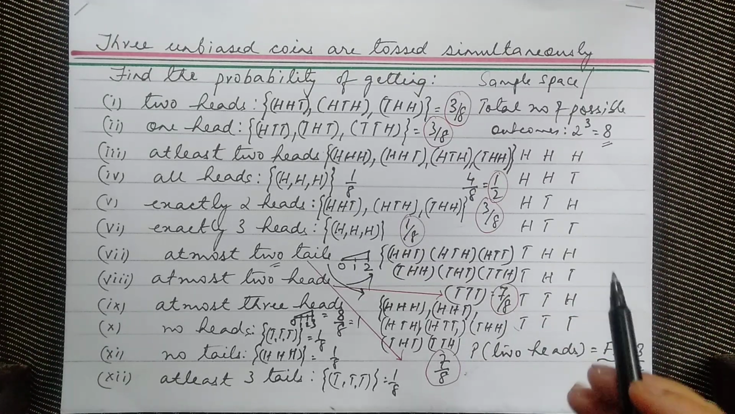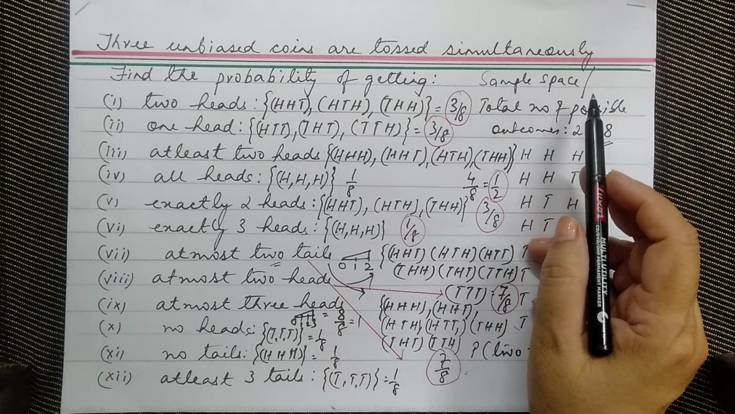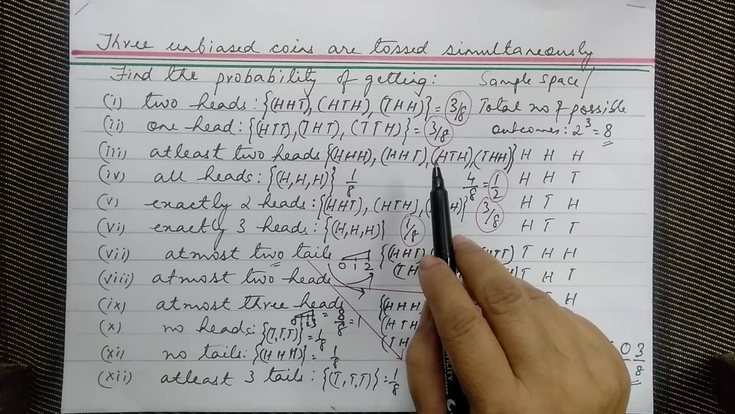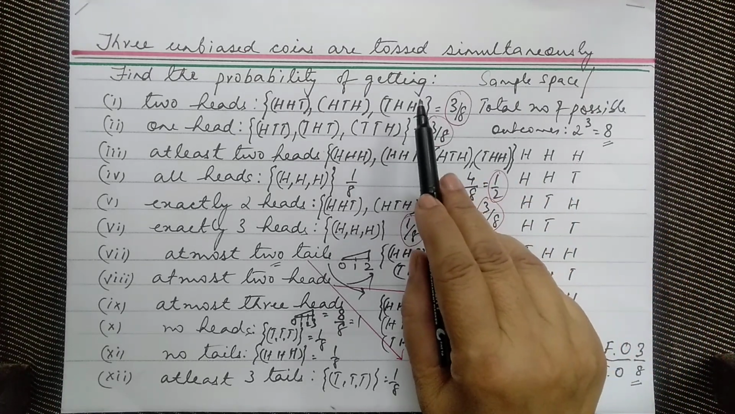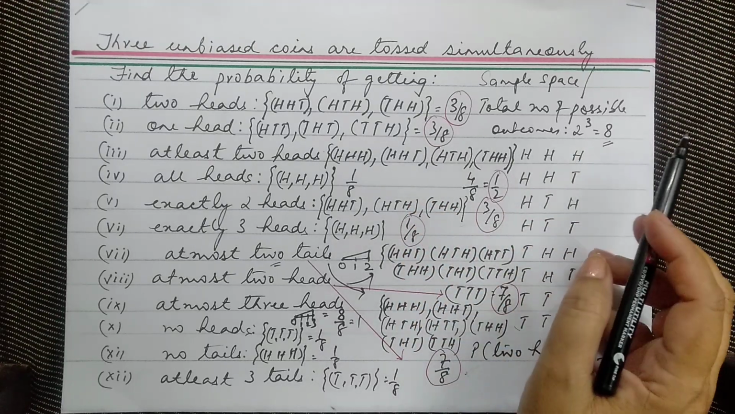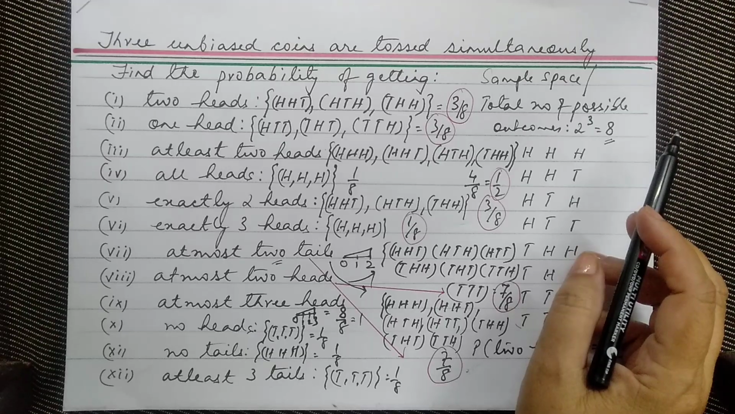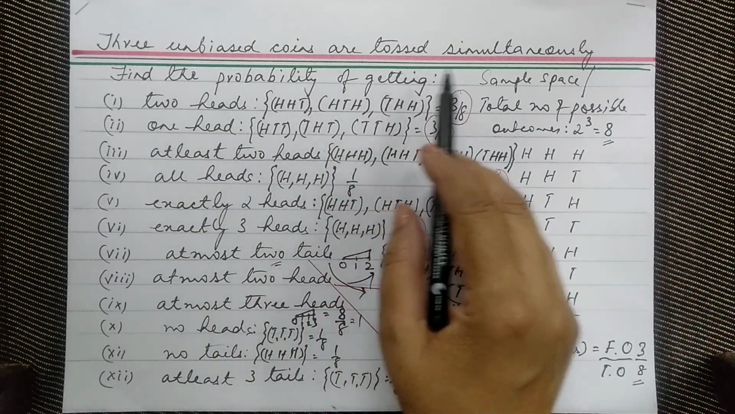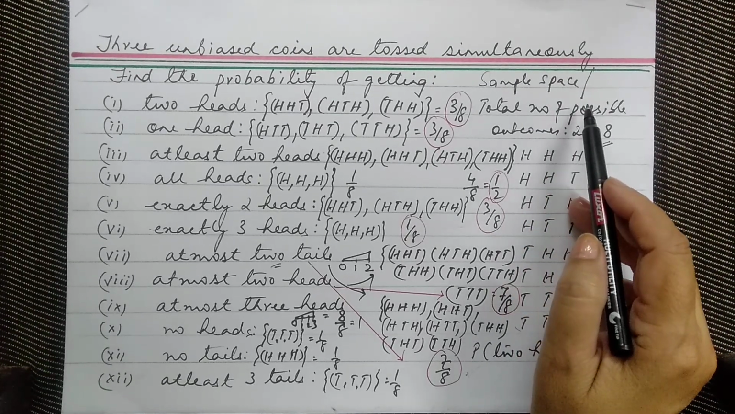There is a detailed video on the making of sample space which you can find in my playlist, or I have even put an I button over here for your convenience, which you can click and go to the video directly. But here, three unbiased coins when tossed simultaneously produce a certain sample space.